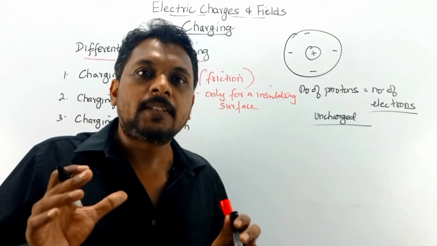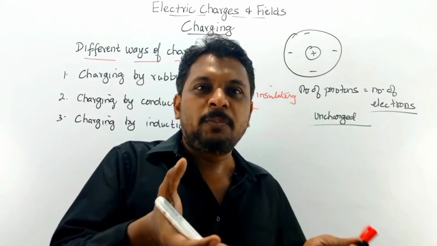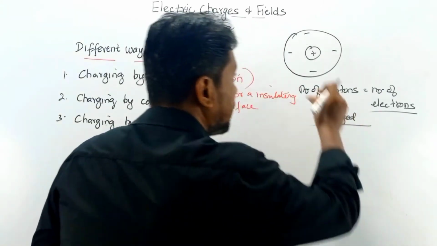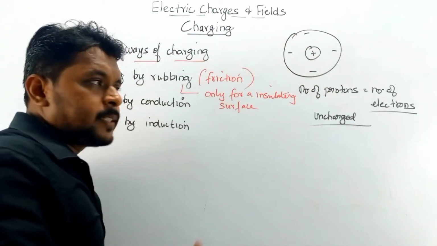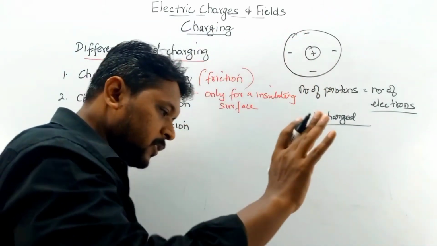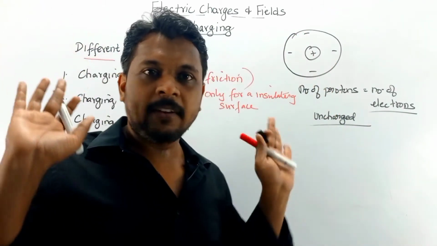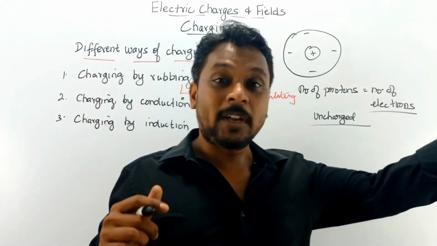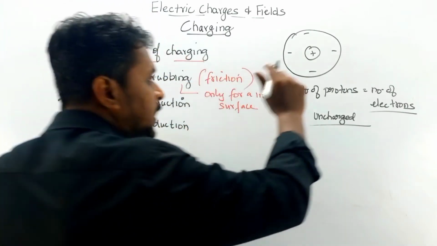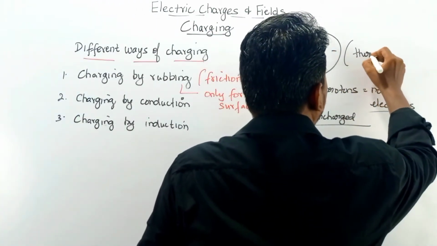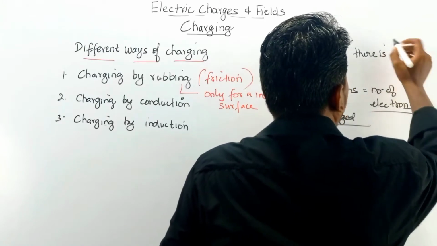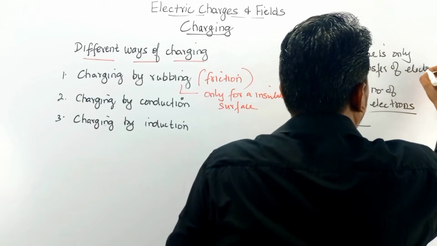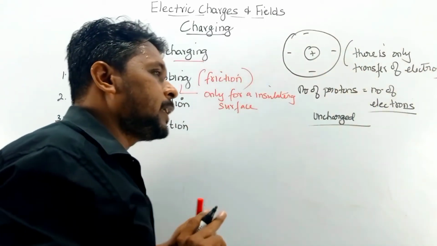So how will you specify that the object is being charged? Let us come to atoms. In atoms, the center part, the positive charge, remains as it is. It will not move anywhere. Only the electrons go out or come inside. So the most important point here is that there is only transfer of electrons.